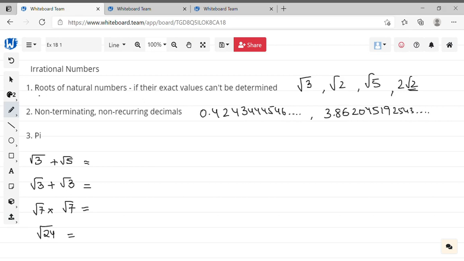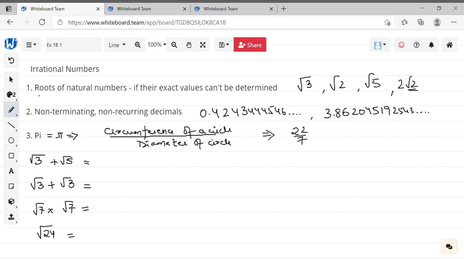Another example, which is a classic example, is pi. Pi is nothing else but the circumference of a circle divided by the diameter of the same circle. The value is approximated to be 22 upon 7. Please note that this is not the exact value. It is also approximated to 3.14.